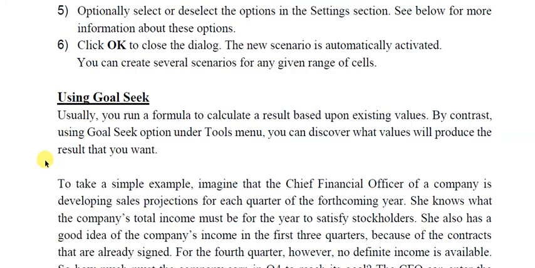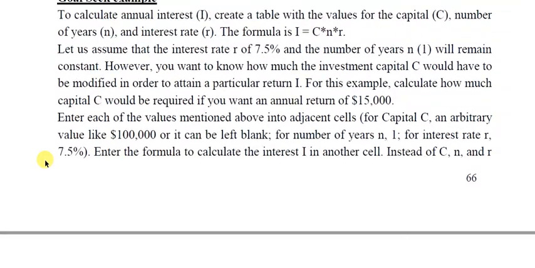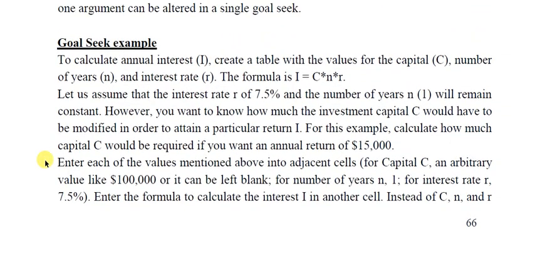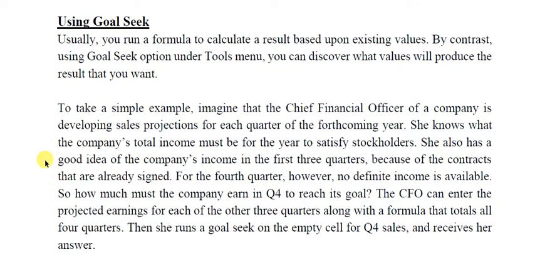By contrast, using the goal seek option under the tools menu, please remember it, you can discover what values will produce the required result you want. Suppose you have the result and you want to get the values. Suppose there are 5 variables on which your answer is dependent and you have the values of 4 variables, then you can predict the value of the 5th one using the goal seek method.